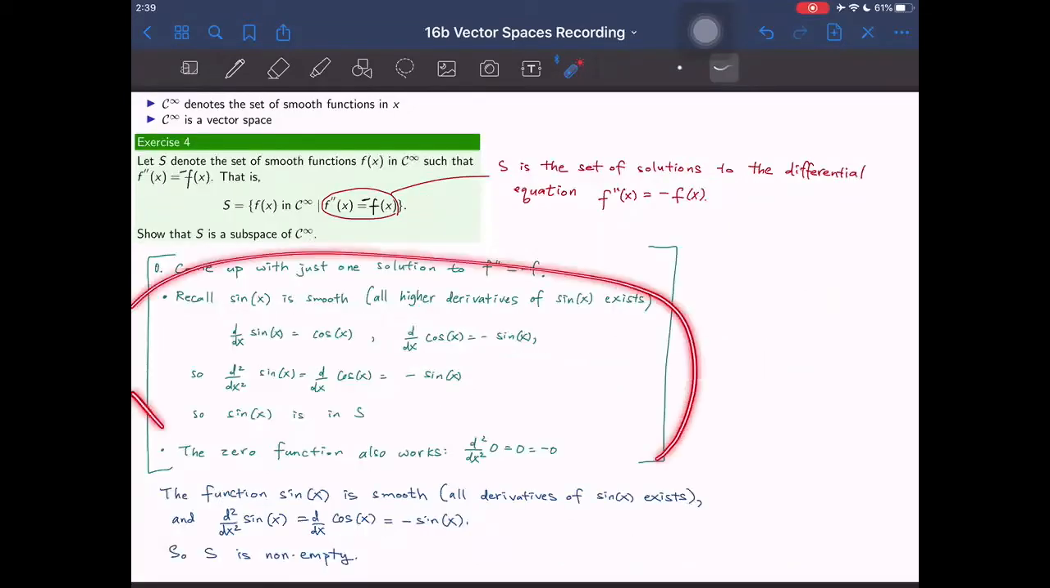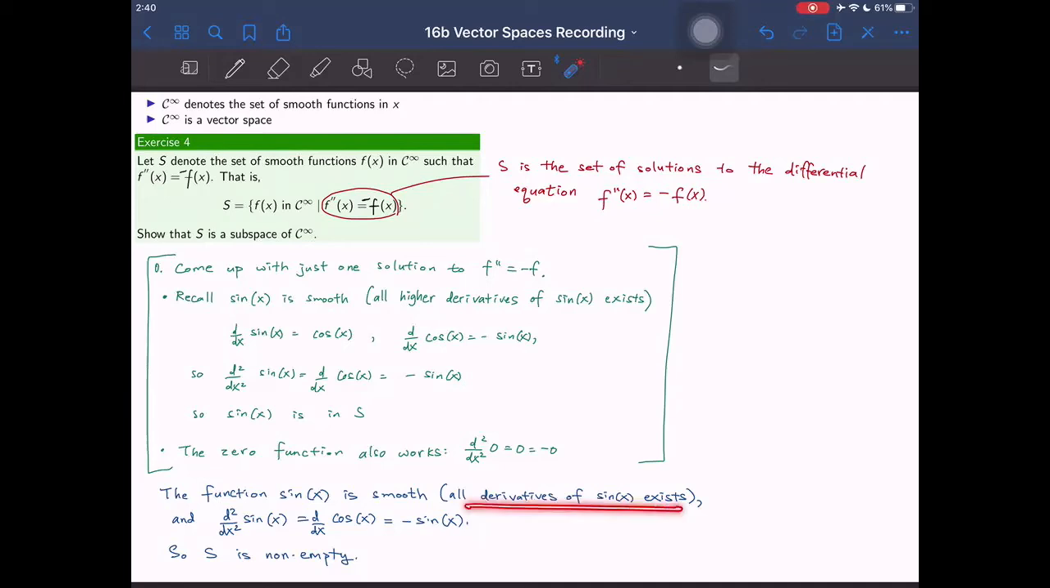So this was my scratch work. My actual answer is written here. I can just say that the function sine of x is smooth. All derivatives of sine of x exist, and the second derivative of sine of x is equal to negative sine of x. So S is non-empty.